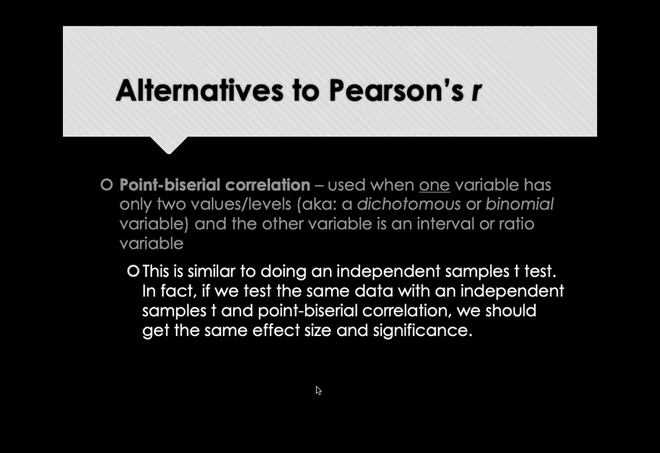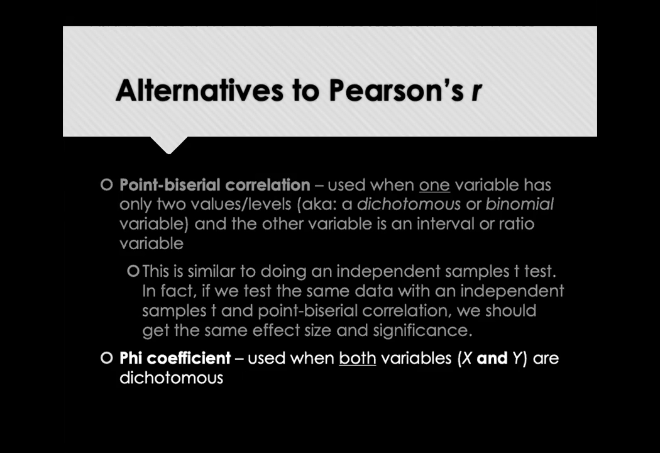It's very similar to doing an independent samples t-test. In fact, if you test the same data with an independent samples t-test and a point biserial correlation, you should get the same effect size and significance. And you can also use the phi coefficient, which is used when both variables are dichotomous.